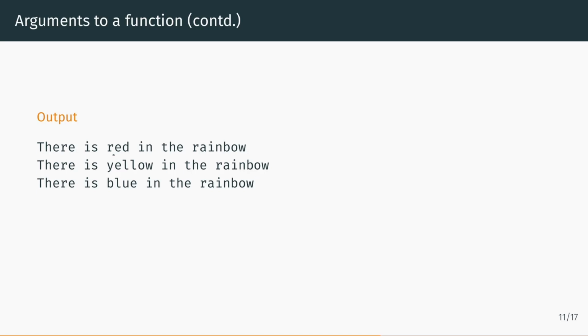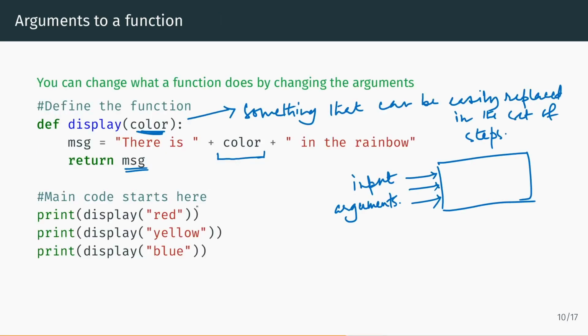So the only thing that changes is the argument that you pass to the function. And again, it's very easy to reason about what's happening here. Once you replace this display color with display red, you replace this color with red, and then this color becomes red as well.